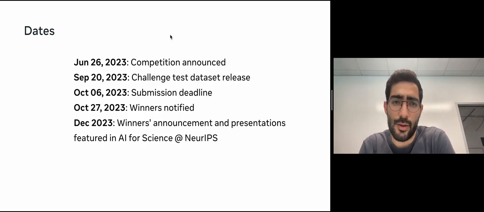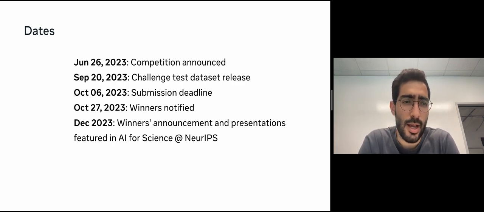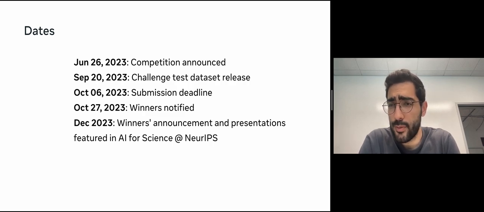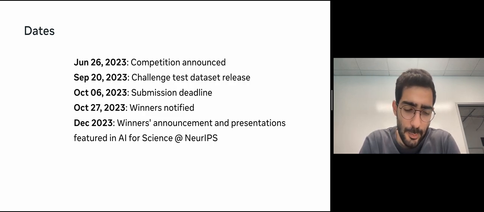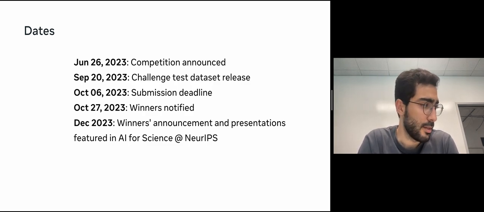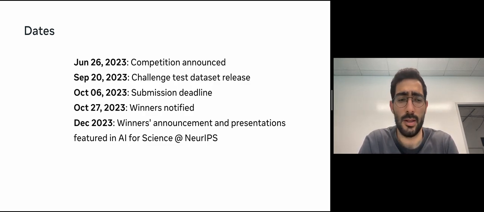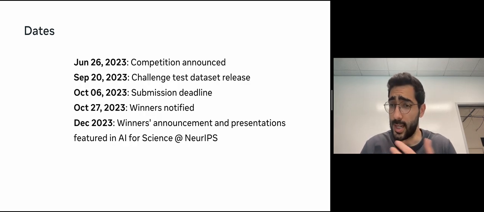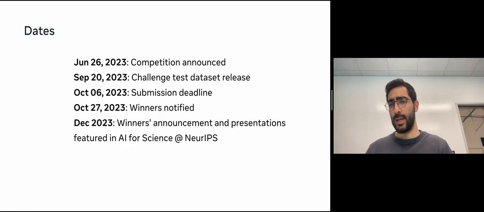To highlight some of the dates that we talked about, of course, the competition has been announced. You're here checking it all out. The test data set will be released sometime in September. Between now and September, the validation data set and the released ML relaxed structures are available. Evaluation scripts exist. You can go ahead and start iterating, start practicing, and start testing your approaches between now and September.